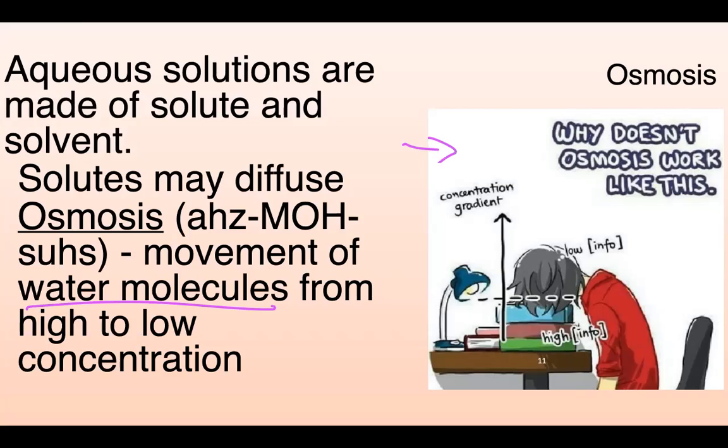And of course, I found this funny comic. Why doesn't osmosis work like this, when you've got your concentration gradient where you've got high info to low info and you just can't absorb it straight through the books? Nope, doesn't work that way. Okay, so diffusion is high to low with anything except water. Osmosis is high to low, only water.